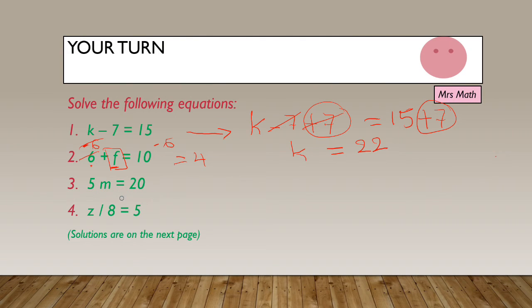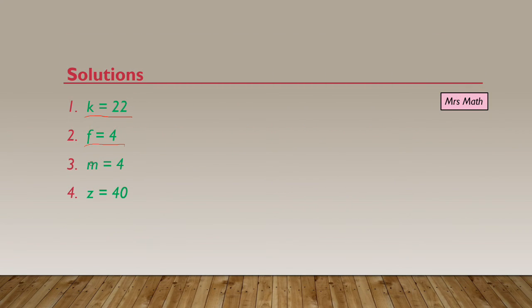Now 5m equals 20. Now 5 is multiplied by m. So what is the inverse operation of multiplication? Yes, it's division. So we divide by 5 on both sides. As you see, we always do on the left hand side the same as we do on the right hand side, because it's like a balance. For an equation to remain an equation, we have to do the same thing on both sides: divide by the same number. So 5 cancels out with 5, and what remains is m equals 20 divided by 5 equals 4, and this is the solution as you see here on the solution page.